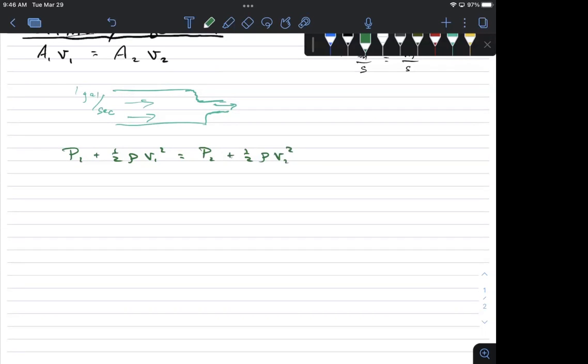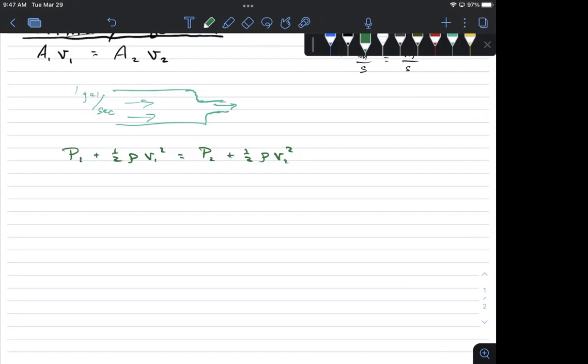Okay. Now let's consider something. Let's consider if V2 is bigger than V1. That is to say, if we have a fluid flowing through a system and the fluid speeds up, so it was moving at a certain velocity and now it's moving faster. The question is, what happens to the pressure? Does the pressure go up or does the pressure go down?